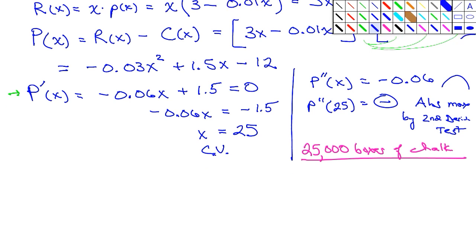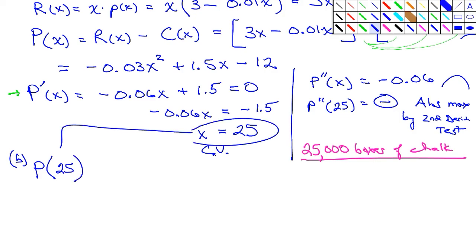Question B is, what is that maximum profit? So to find the maximum profit, you take 25, this is the x value representation of the 25,000 boxes of chalk, and you plug it into the profit function. When you plug that in, you get $6,750 in profit.